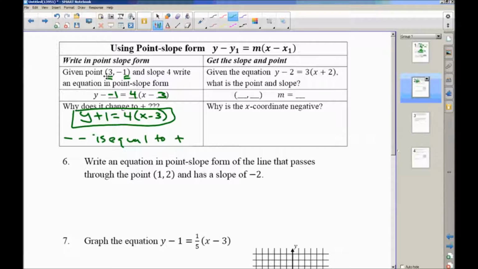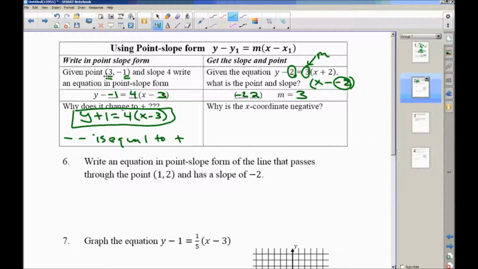All right, so get the slope and point, given the opposite way. So now what is the point and the slope? So the slope is here. Okay. And then the x coordinate, well, let's do the y coordinate first. It's y minus the y coordinate. So this is the y coordinate, which is 2. But over here we have x plus 2. So it's really x minus -2 in parentheses. And then the x coordinate is -2.